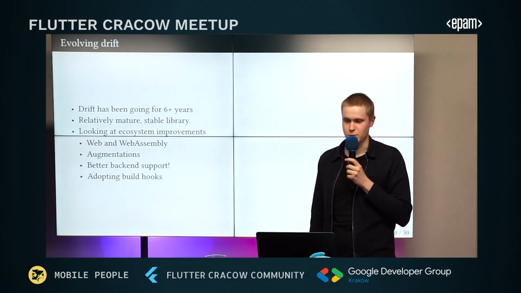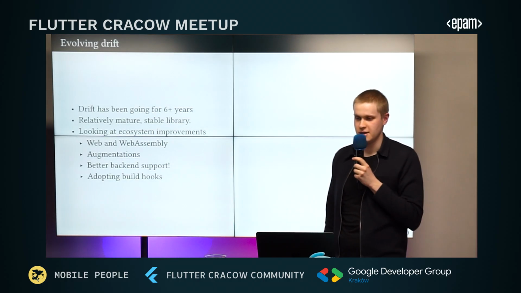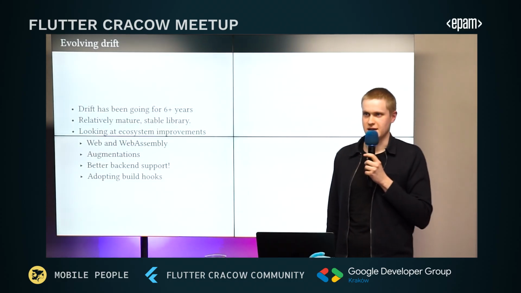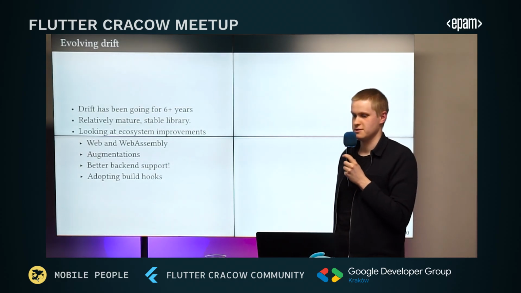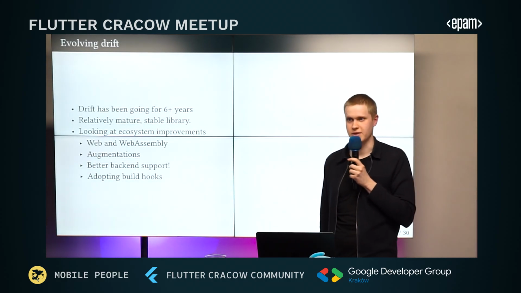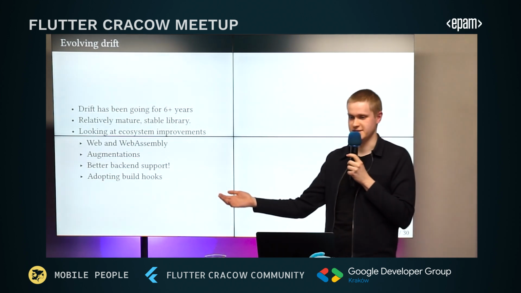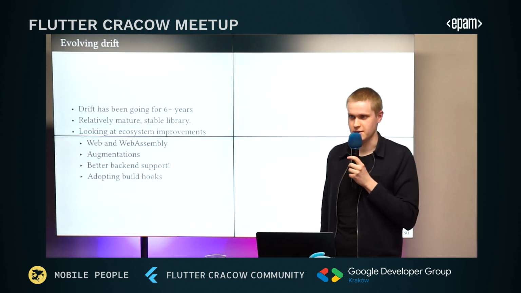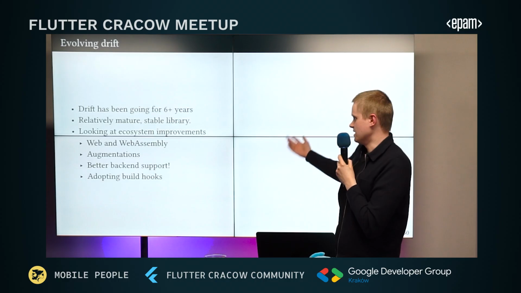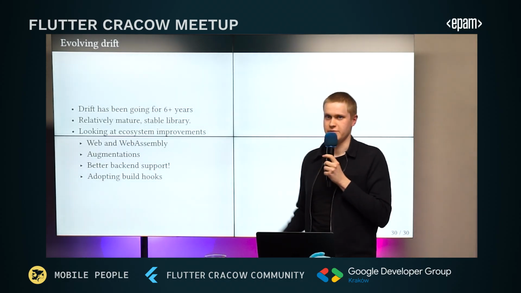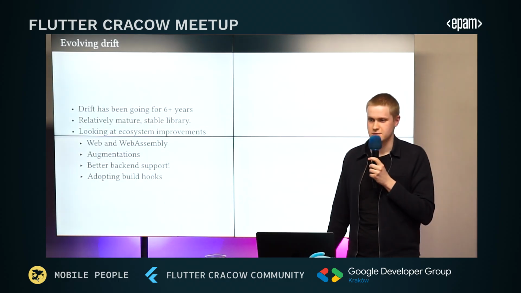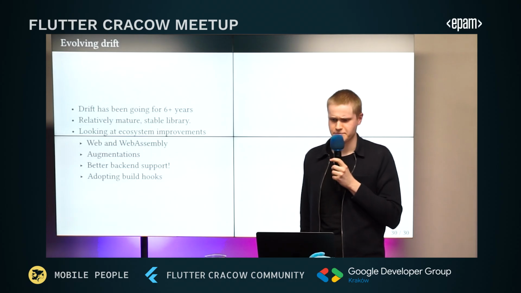So Drift has been around for a while, and I think at this point, Drift is a pretty mature and stable library. The current version is 2.32, so we have had 32 subsequent releases without really breaking anything. And I hope that this reflects that Drift is a mature, stable library. And if you're using SQLite in your app, then I think Drift could be a really interesting choice for you.